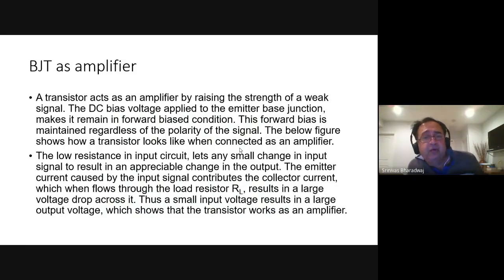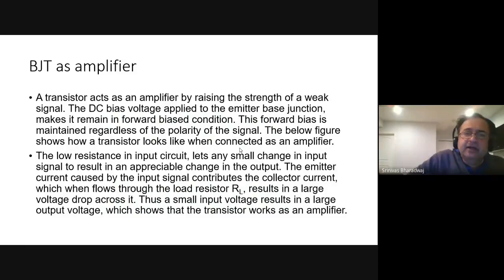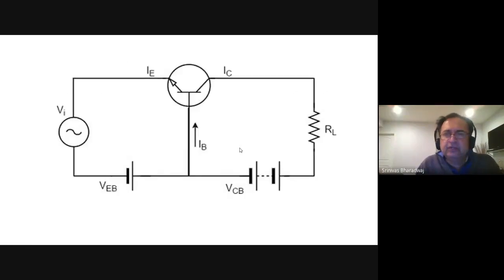In a big way. Now on the input side, the resistance is kept small. So when you have a small change in the input signal, it leads to a big change in the output current. The emitter current IC caused by the input signal contributes to basically the collector current. That big collector current drives the load resistor R, and this results in a large voltage across the load. So let me show you the circuit.